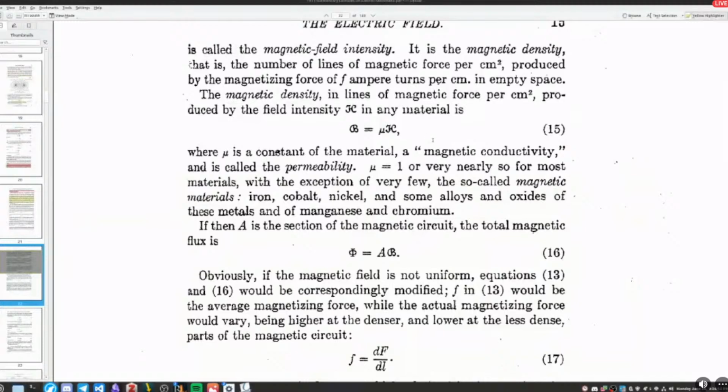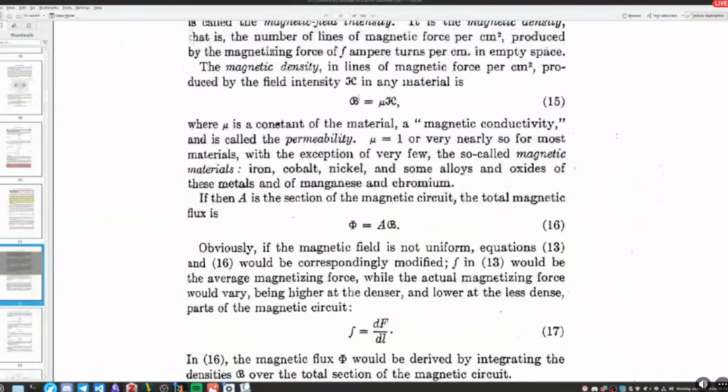Pretty sure that's just a B. And I would just call the other one H for now because that looks very H-y. And then what's the little u again? Mu. Yes, mu. Okay, so B equals mu H. I need an index of terms here.